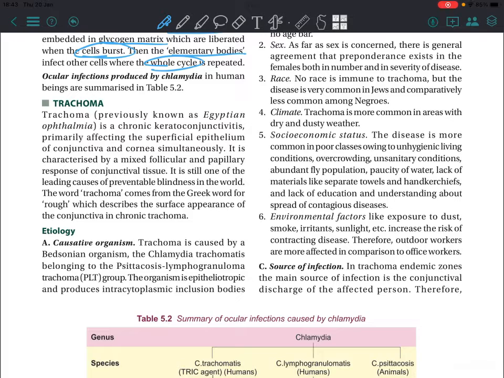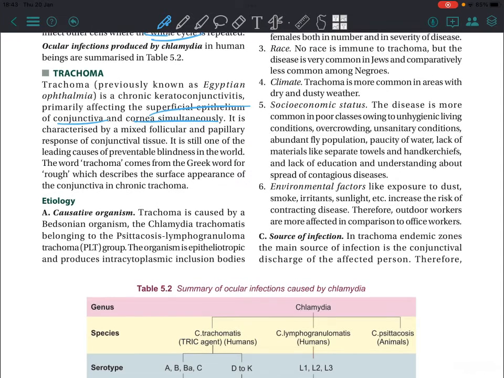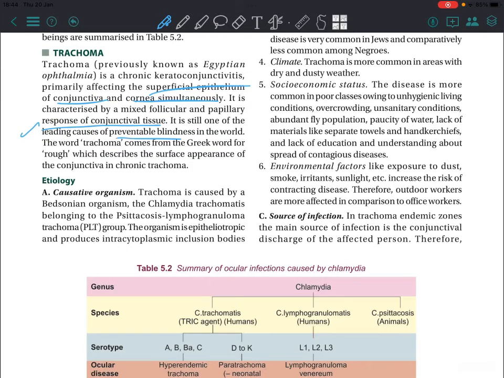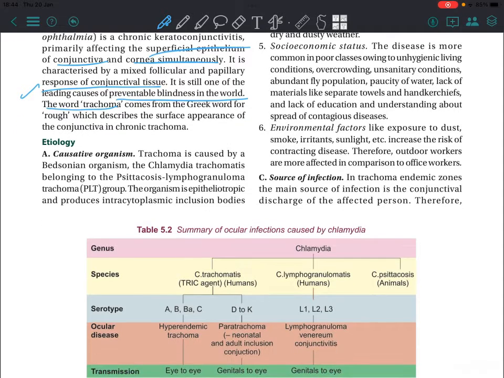Trachoma is a chronic keratoconjunctivitis, primarily affecting the superficial epithelium of conjunctiva and cornea simultaneously. It is characterized by a mixed follicular and papillary response of conjunctival tissue. It is still one of the leading causes of preventable blindness in the world. The word trachoma comes from Greek, meaning rough.